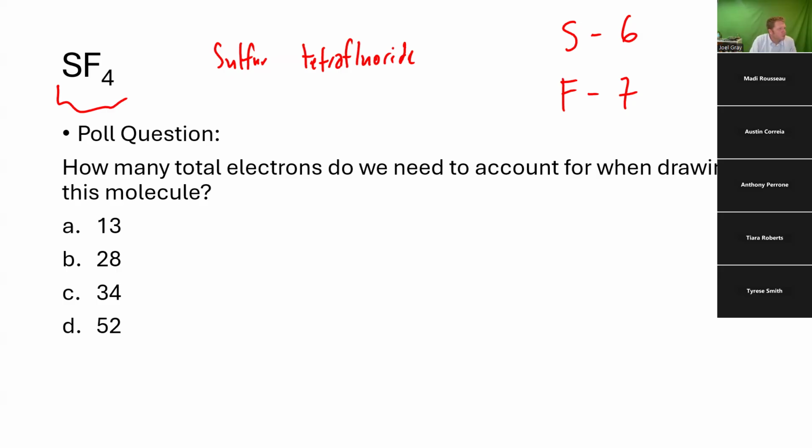Now we've got 4 fluorines. 4 times 7, 28. 28 plus 6 gets us to 34. We have to add all of them. And the most popular answer, with 63% of the class chiming in, was C. It was C before I said that, but yeah, C is the correct answer.